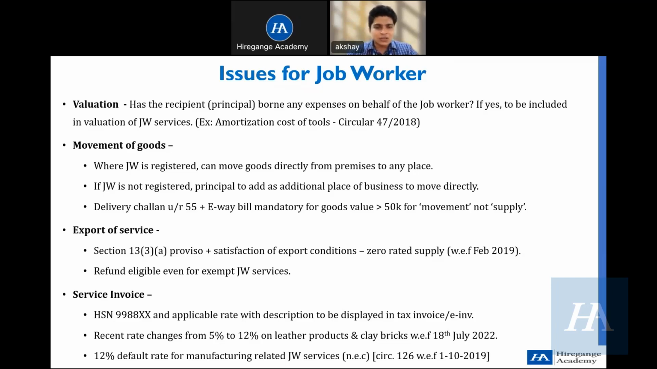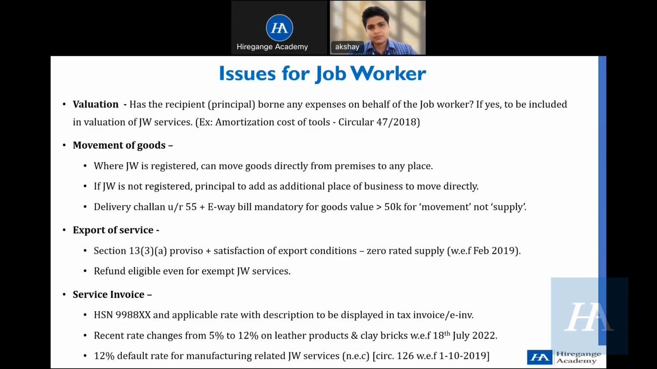This is arising out of section 15(2), the valuation provision in the GST law, wherein, in such a situation, the valuation for the services has to include those expenses which are borne on behalf of the job worker. One of the most common examples in this area is the amortization cost of tools. And you can also refer to Circular 47/2018, which enumerates various areas and how the costing and the valuation must be considered.